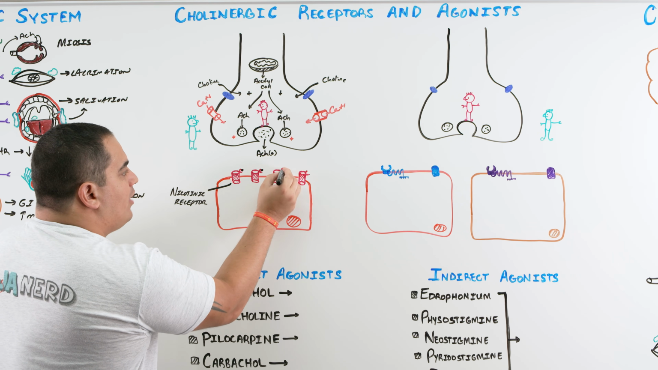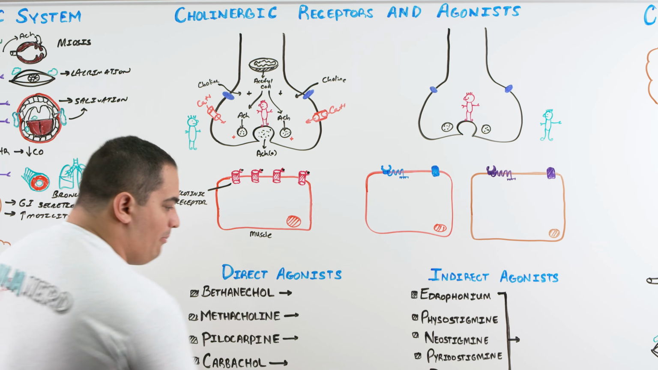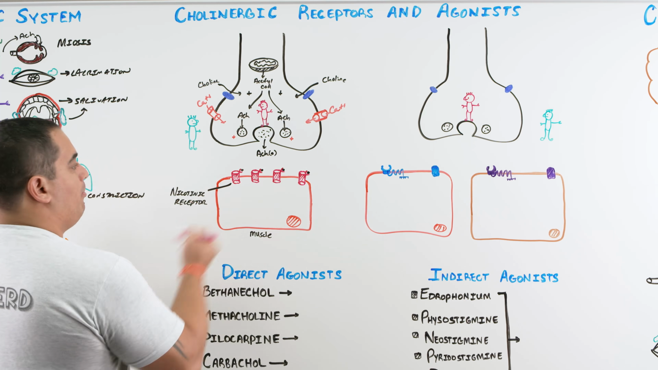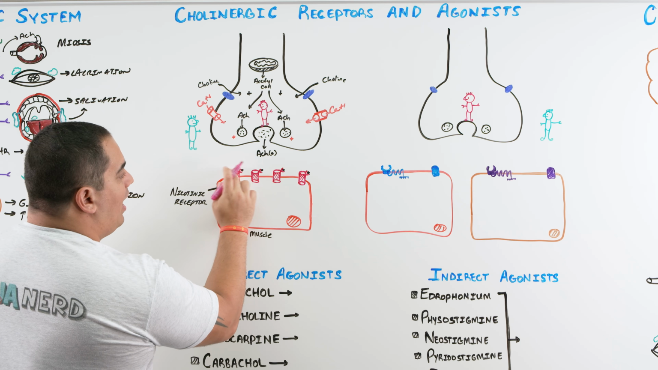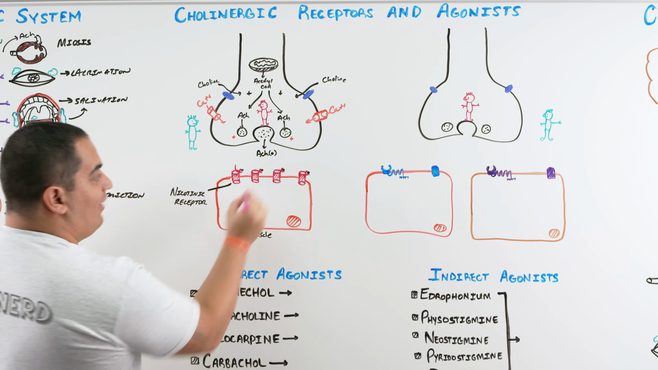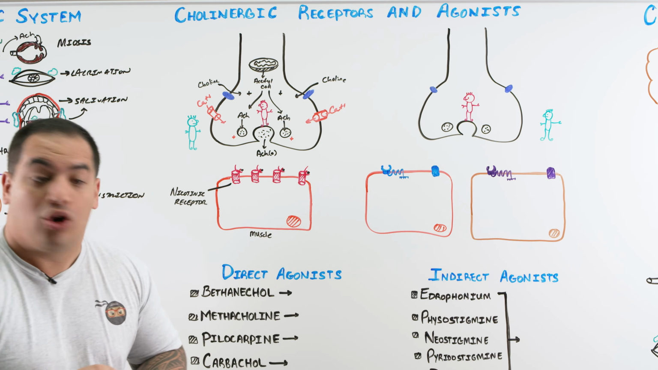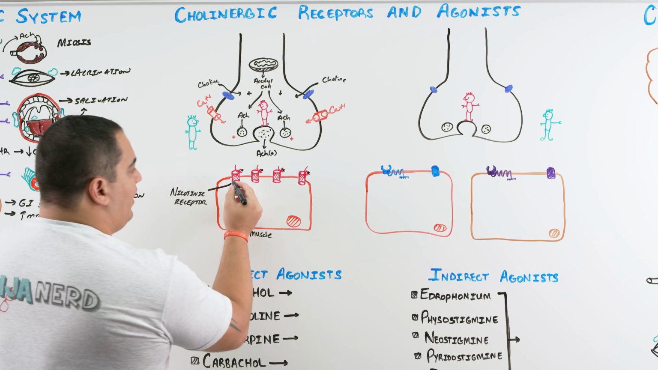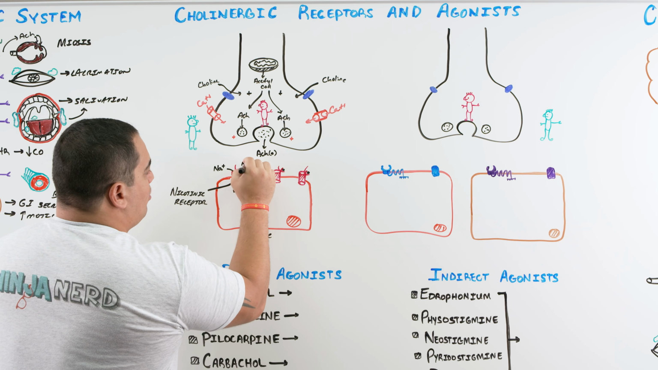Now normally these channels are closed because there's no ligand bound to them. Imagine there's a little gate here blocking this off. But once the acetylcholine binds with the little pocket there, it opens up the gate. Now this gate's open, which used to be closed. What's going to start moving in? Sodium ions will start rushing into the muscle cell.